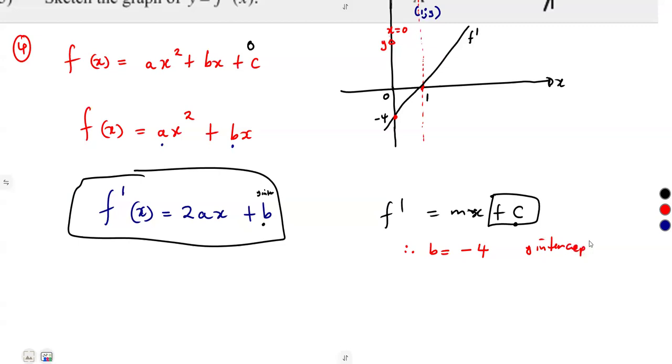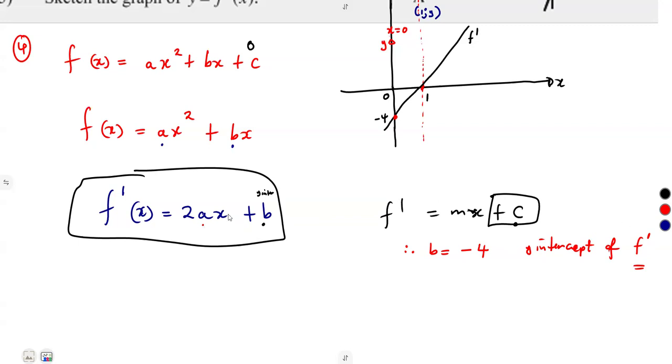Y-intercept. Y-intercept of what? The first derivative. Since we are dealing with the first derivative, what we need is the value of A. How can we find the value of A? We can use a point.